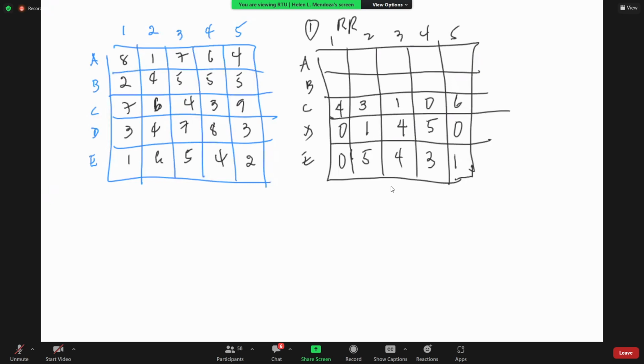Lentoco. Letter B. Yung sa B po is 0, 2, 3, 3, 3 po. Okay, next.